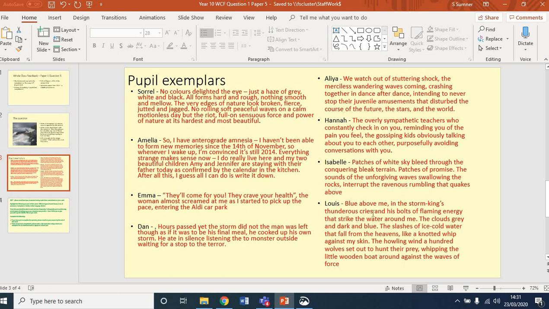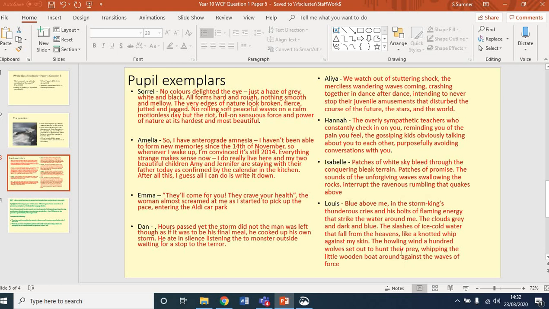So Louis, he used a really nice structure of using the word blue to start each of the first 3 paragraphs. And then there's this really strong, almost mythological element to his writing. Earlier on in his piece he used the word the Kraken, which is a mythological sea creature. Here he talks about the Storm King, bolts of flaming energy, slashes of ice-cold water. So these are very, very powerful terms.